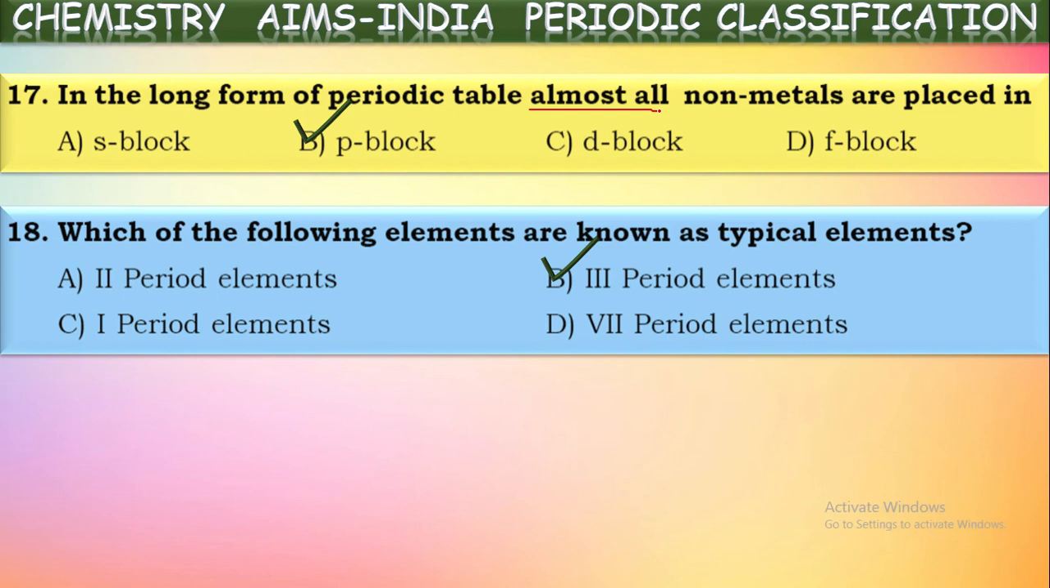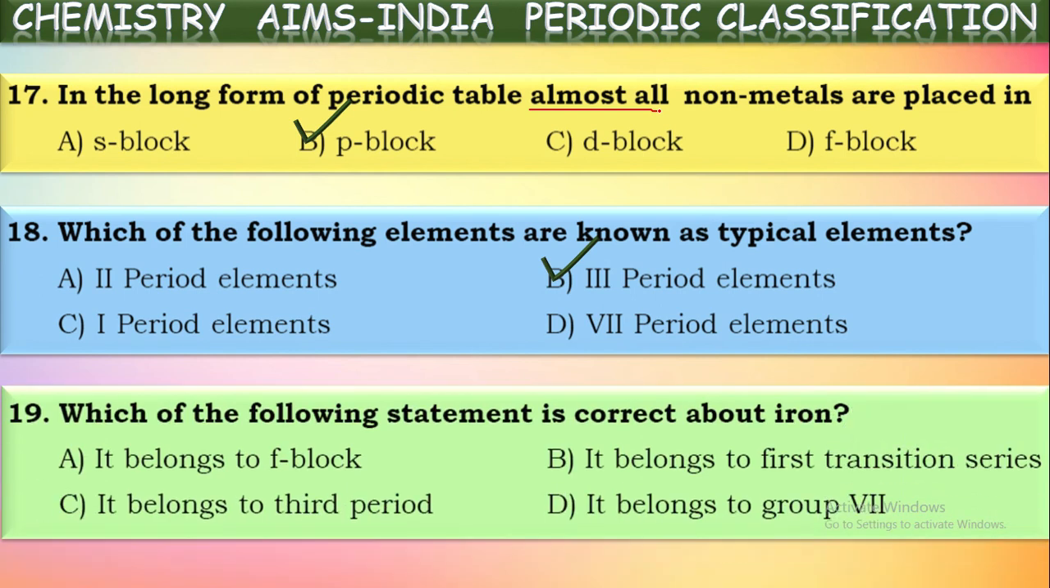These elements will represent the properties of the elements present in that group. Suppose you see sodium, sodium will give the representation about the properties of alkali metals. If you see magnesium, it gives representation about the chemical properties of alkaline earth metals. In this way, these third period elements give the representation about the chemical properties of those particular group elements, and hence they are called typical elements.